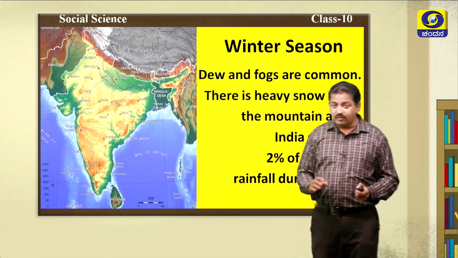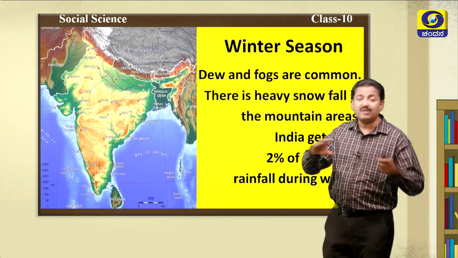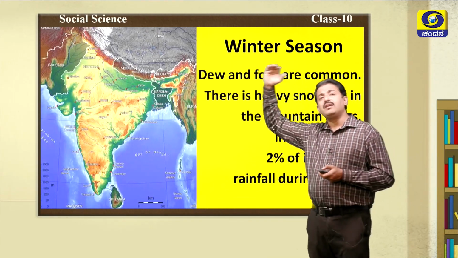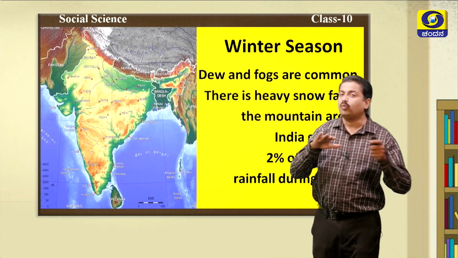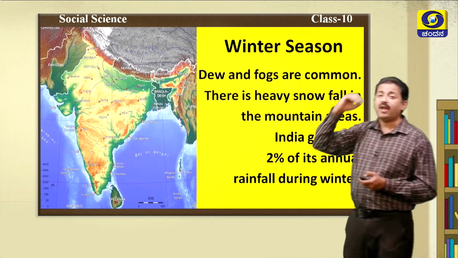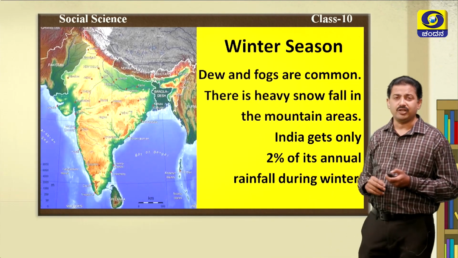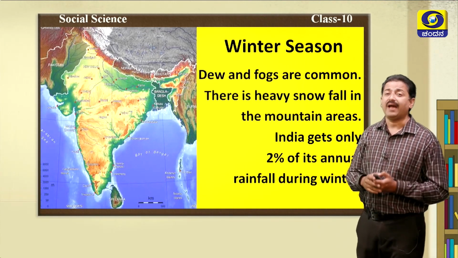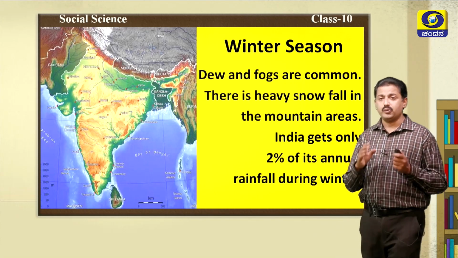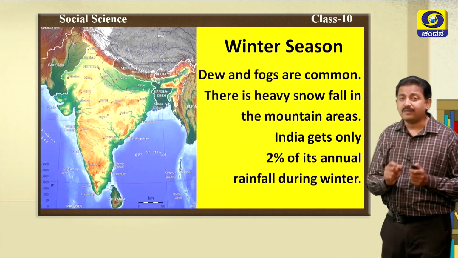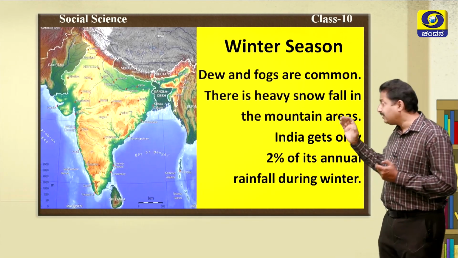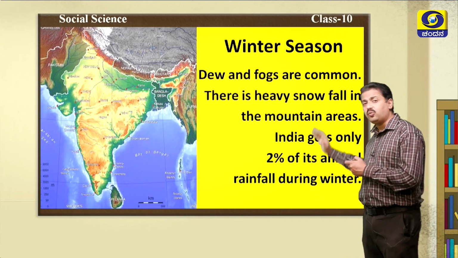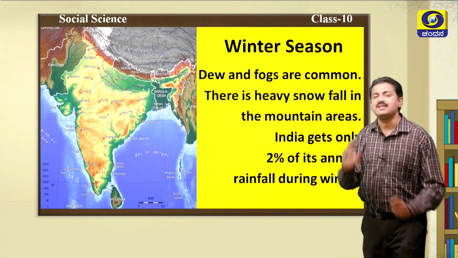In this winter season, dew and fogs are common in the hilly areas as well as over the plains. There is heavy snowfall on the higher altitudes, and India gets only 2% of annual rainfall. Dear students, India receives 2% of annual rainfall in this season. So, this is what about winter season.